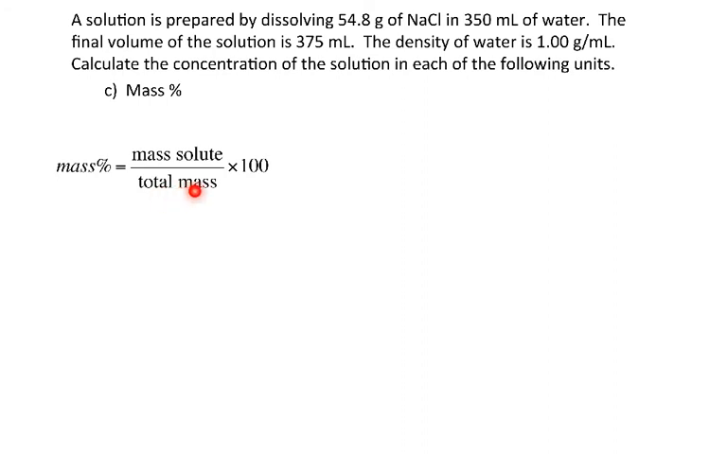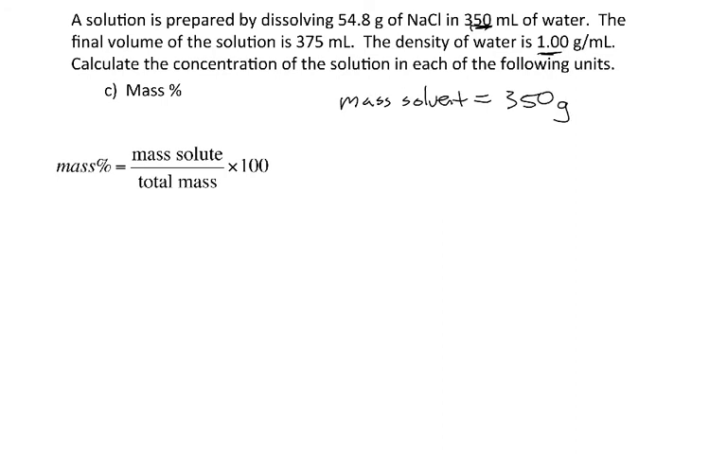Okay, so I got that piece. I also need the total mass. So the total mass is the mass of the solute plus the mass of the solvent. Well, we've got the mass of the solute. For the previous problem, for the molality, we determined that the mass of the solvent we said was 350 grams, right? Because the density is 1. If I have 350 milliliters of the solvent, then it's 350 grams. So I have everything I need for the mass percent.